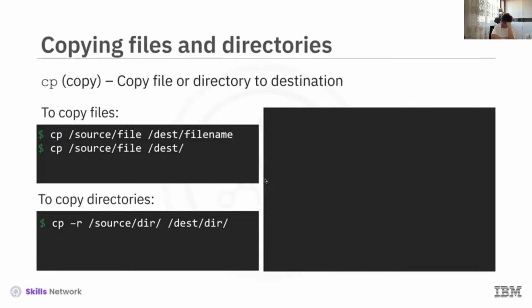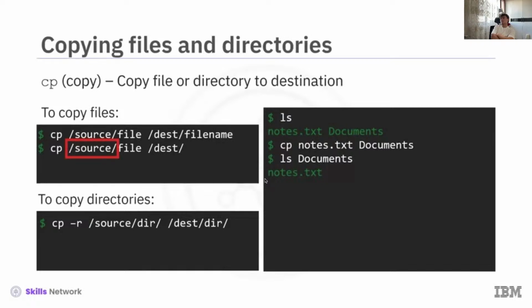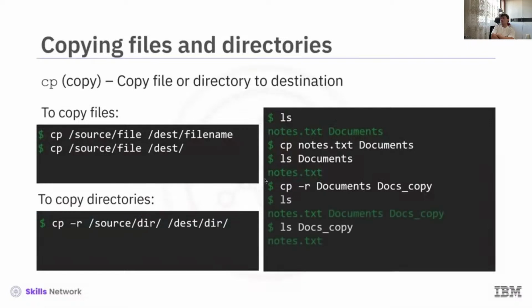Suppose you have a file called notes.txt and a folder called Documents in your working directory. You can copy notes.txt to your Documents folder using cp notes.txt documents. Now you can see that your Documents folder contains a copy of notes.txt. Notice that you didn't need to specify a source directory because cp defaults to your current directory. Next, you can create a copy of your Documents folder called docs_copy using the syntax from the left. And as expected, you now have a docs_copy folder containing the same contents as the original Documents folder.